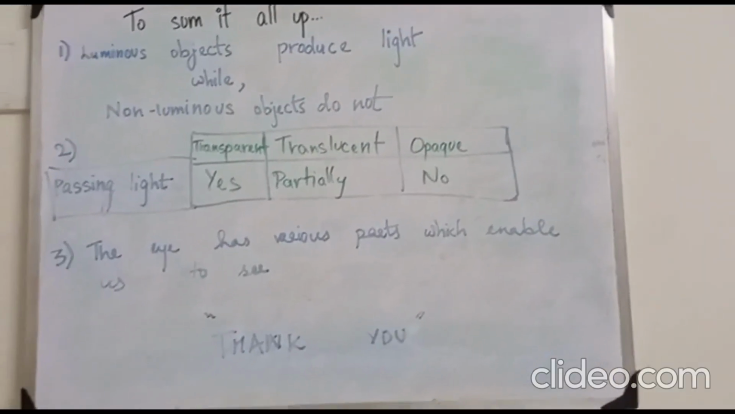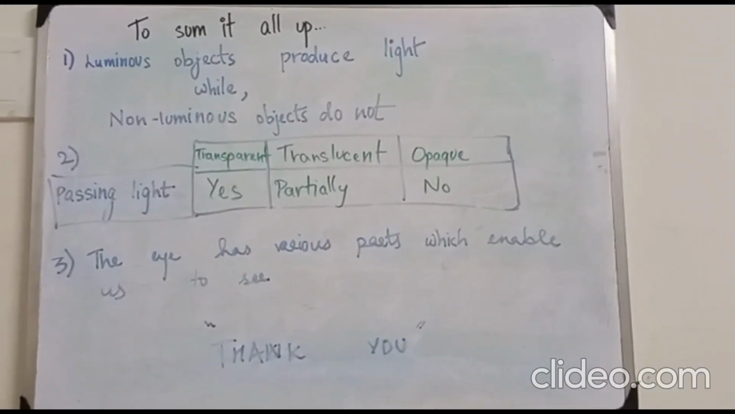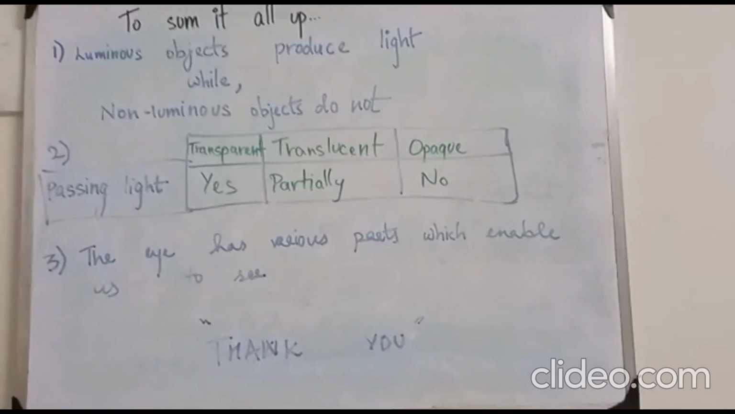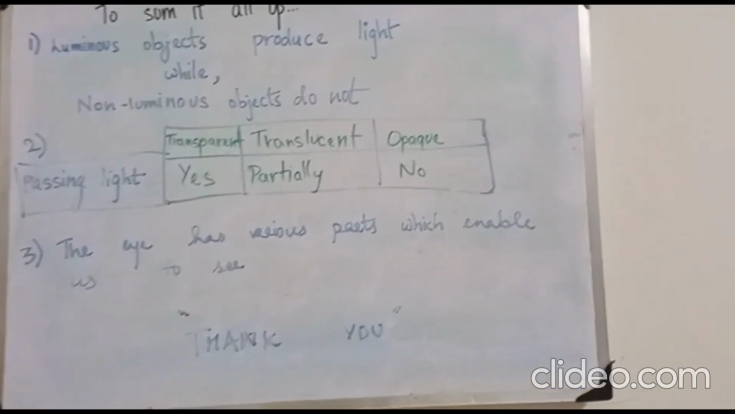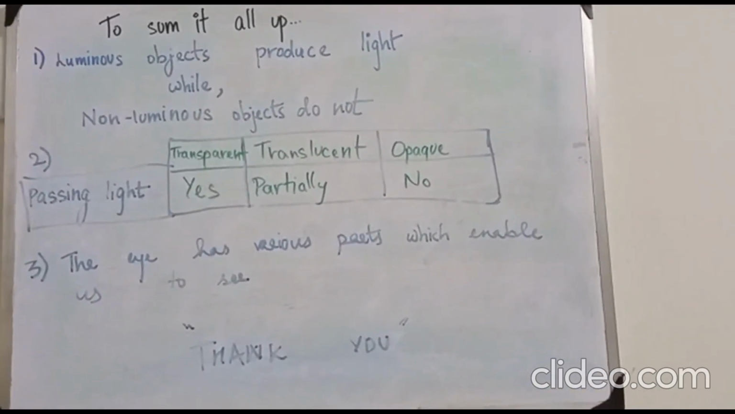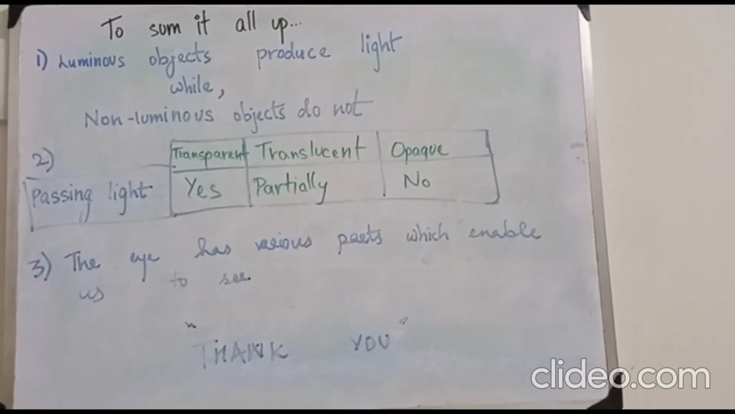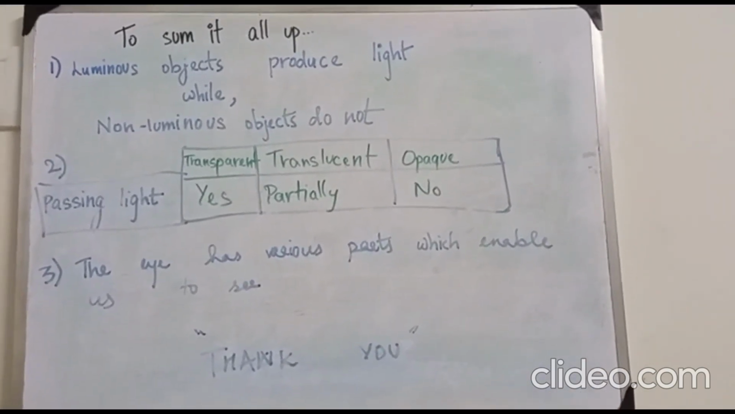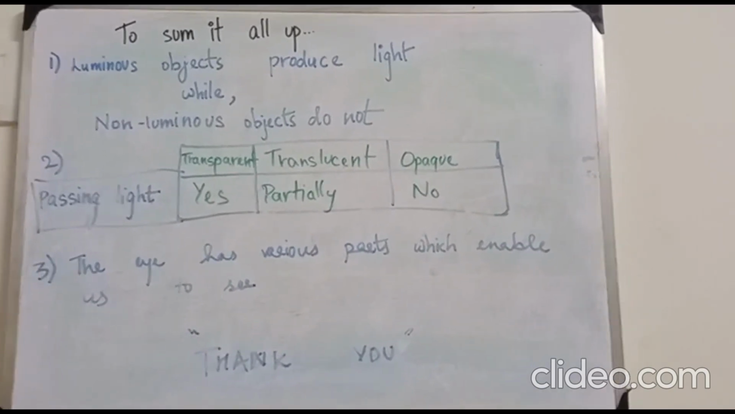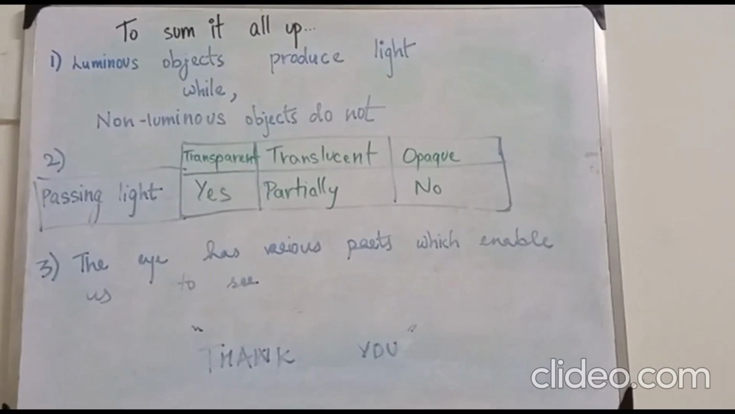Finally, to sum it all up, luminous objects produce light while non-luminous objects do not. Transparent objects pass light fully, translucent objects pass light partially, and opaque objects do not. The eye has various parts which enable us to see.